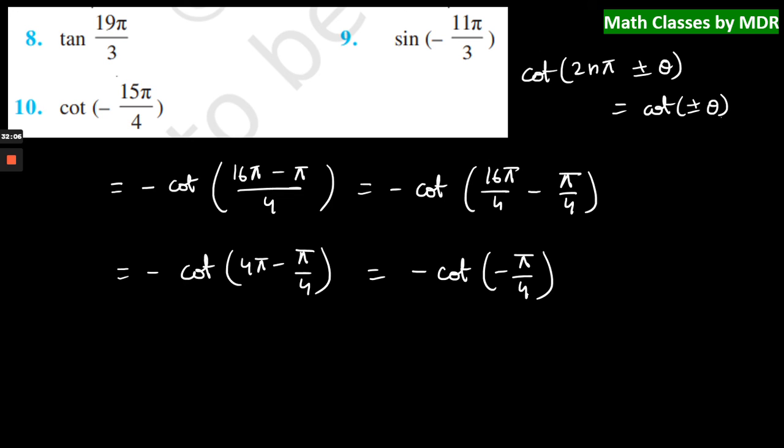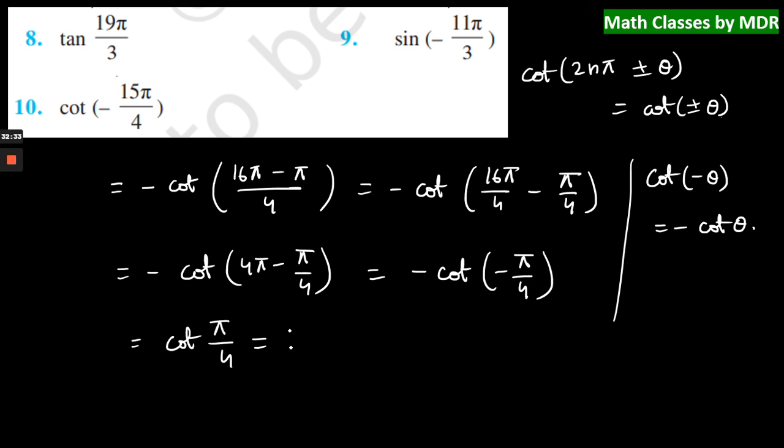So now it is in the fourth quadrant. Cot minus pi by 4 is in the fourth quadrant, and in the fourth quadrant, cot is negative. Instead of that, you can directly take this negative outside by using cot of minus theta is minus cot theta. Therefore, minus into minus is plus, so that we will have cot pi by 4. We know that cot pi by 4 is equal to 1. That's it. That's the answer for the 10th question. I hope you got it. Thank you for watching.